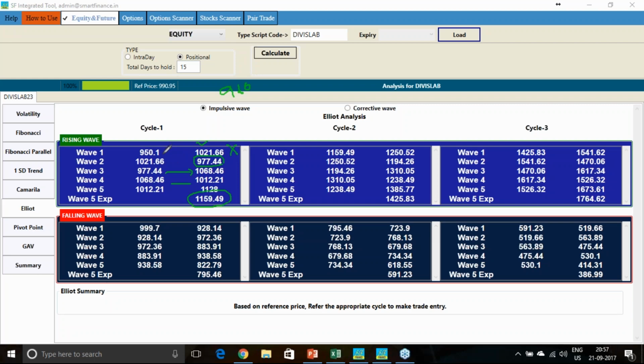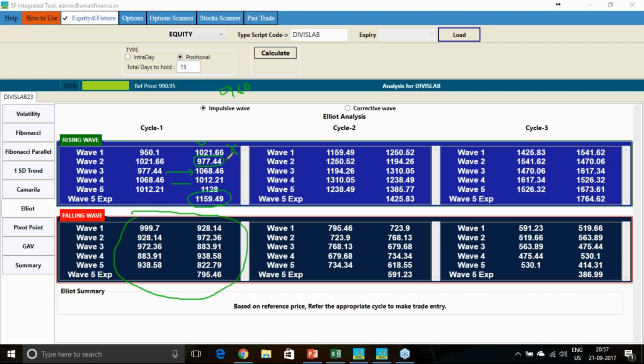Suppose I have entered at 960 or 970, somewhere. It has not moved. It has come back. So where should I stop? Here, the second table, the falling sequence, it says that.